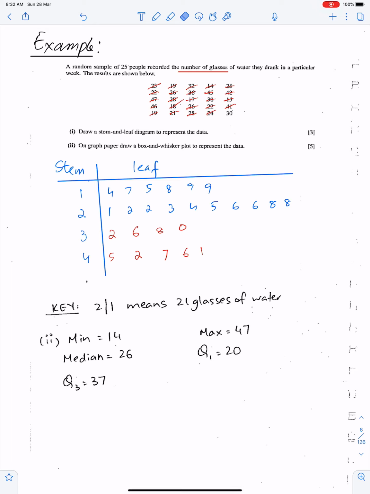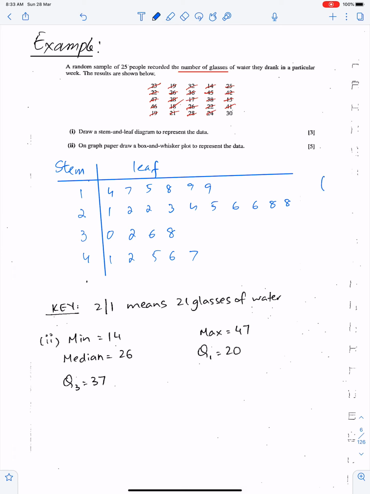The next row is 0, 2, 6, 8. Then 1, 2, 5, 7. Sorry, 1, 2, 5, 6, 7. 0, 2, 6, 8. 1, 2, 5, 6, 7. Yeah, I guess 7. 47. Yeah, exactly. That's fine. Please follow this method which I just used and write the totals here.